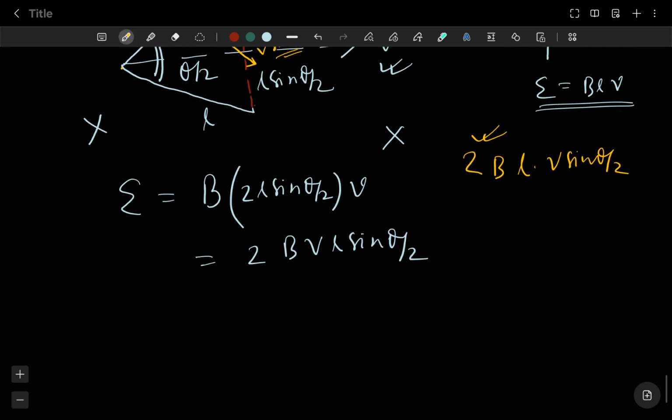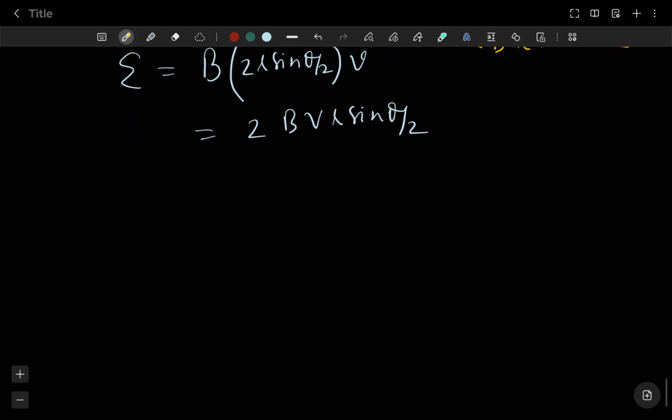Another way of doing this problem is the flux cut method.